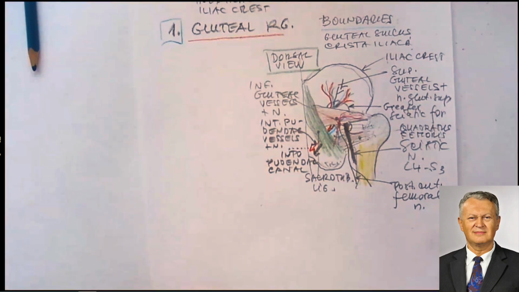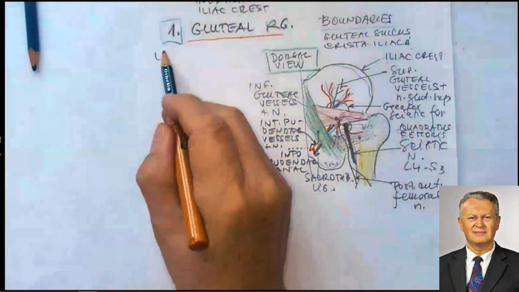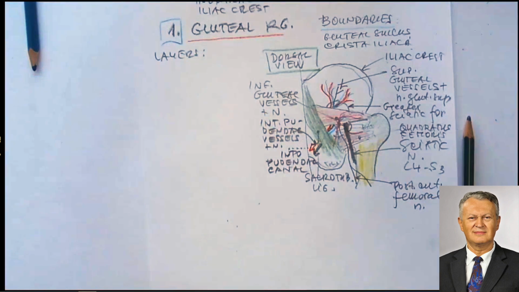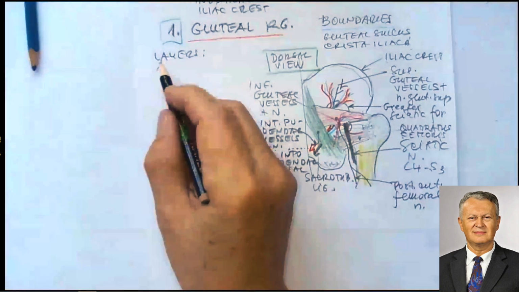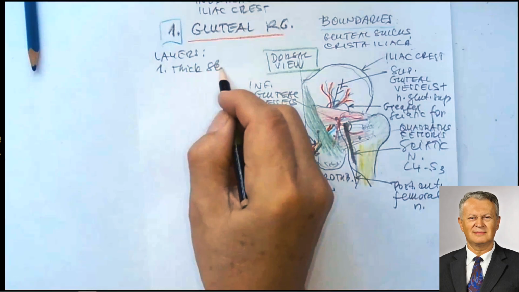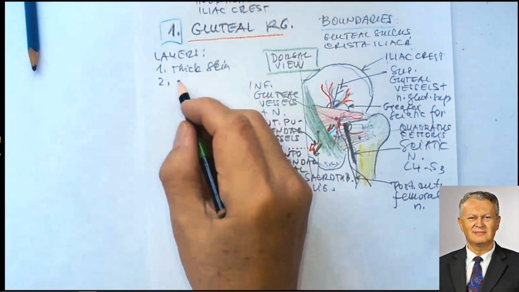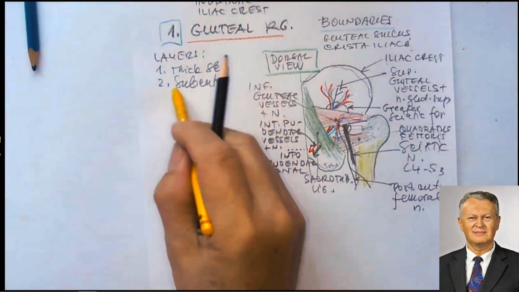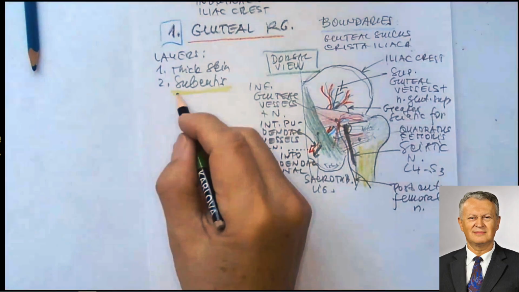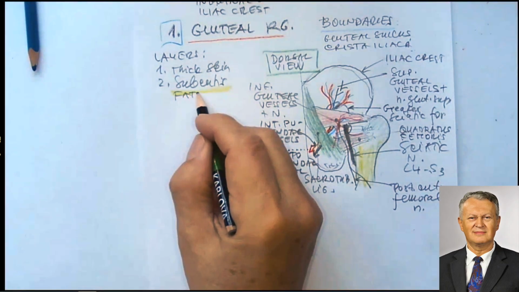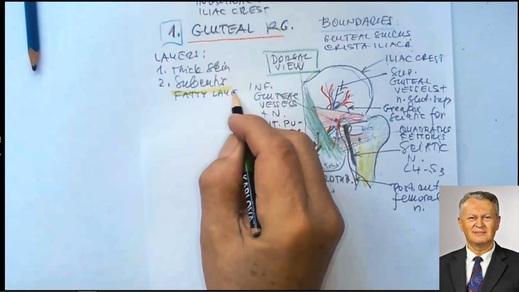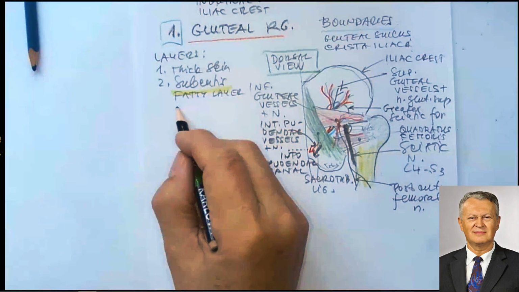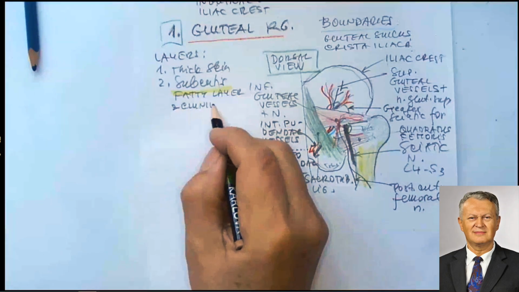Good. So then in the gluteal region, the layers. First of all, simply the layers in the gluteal region. Number one is the skin, thick skin, definitely. Then number two is the subcutis. The subcutis contains a thick fat layer, depending on the individual, so the fatty layer, and also the cluneal nerves.